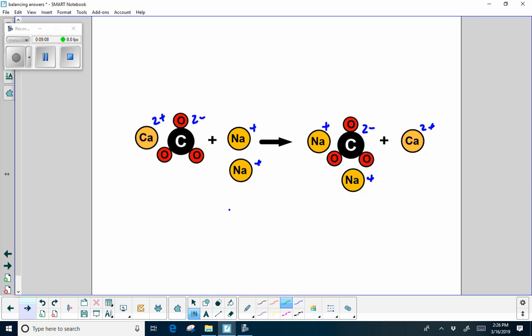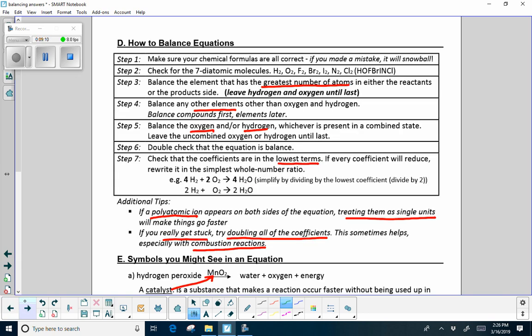I just want to go through a couple of rules with you before I let you go. What you want to do is try to balance the more complex molecules first. So whatever is more complex. Then you want to try to save simple elements like oxygen and hydrogen towards the end. And then at the end, just double check that everything is balanced, and reduce to lowest terms if you have to. For example, if I ended up with 4, 2, and 4, I would divide everything by 2 and end up with 2 to 1 to 2.